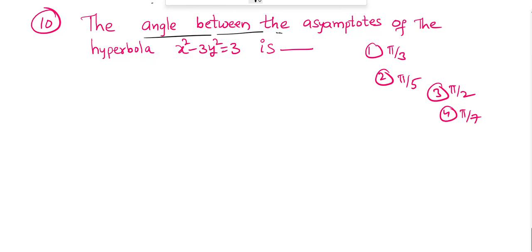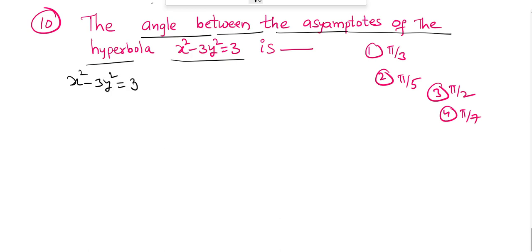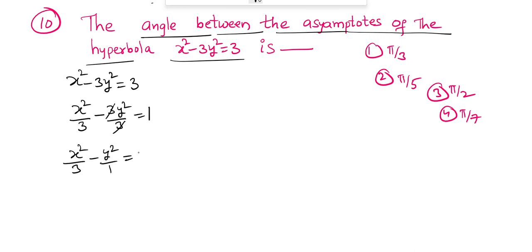The angle between the asymptotes of the hyperbola x square minus 3y square is equal to 3 is dash. Here the given hyperbola is x square minus 3y square is equal to 3. So dividing by 3, this is x square by 3 minus 3y square by 3 is equal to 3 by 3, which is 1. Here 3 cancels. So this is x square by 3 minus y square by 1 is equal to 1.